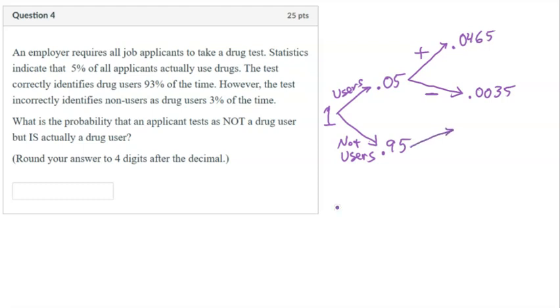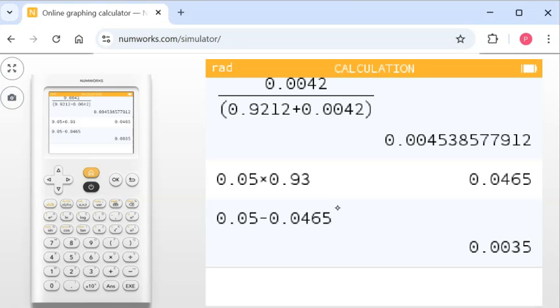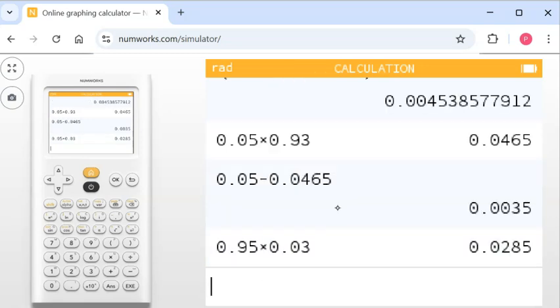We have 2 categories here, those that test positive erroneously, and then those who correctly test negative. It says the test incorrectly identifies non-users as drug users 3% of the time. So we're going to do 3% of the 0.95. So 0.95 times 0.03 gives us 0.0285.